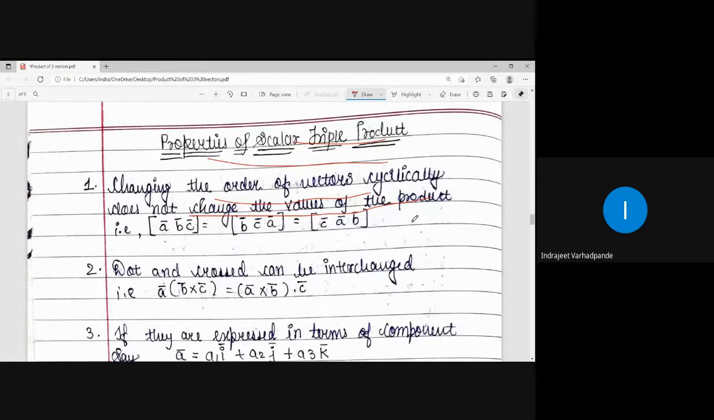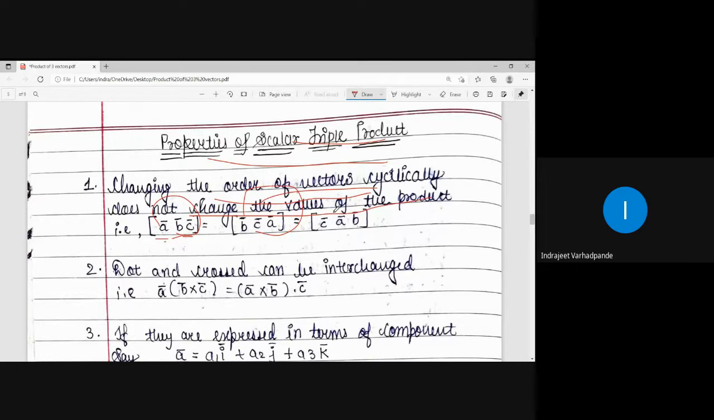Taking the two, you get the third one in the next step, right? So skipping the earlier one and taking the product of the two, you get the first one. So i cross j is k, j cross k is i, k cross i is j. The sequence or the cycle or the rotation is fixed. Similarly, changing the order of vectors cyclically does not change the value of the product. So the box product a bar, b bar, c bar can be written as b c a and can be written as c a b, right? This is the complete cycle in one direction, and in that case the value of the box product will remain the same.